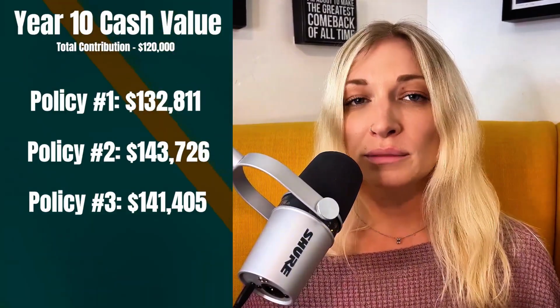Policy number 1 has the least cash value, which does make sense because its cost of insurance has been the highest. But again, it also has the most thorough living benefits compared to the other 2.